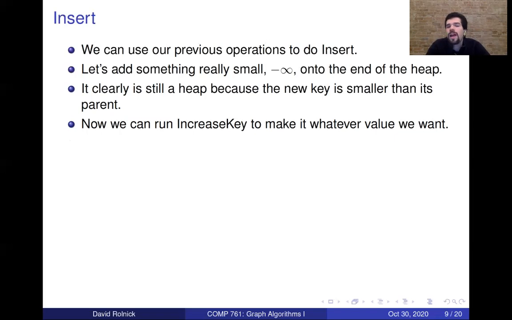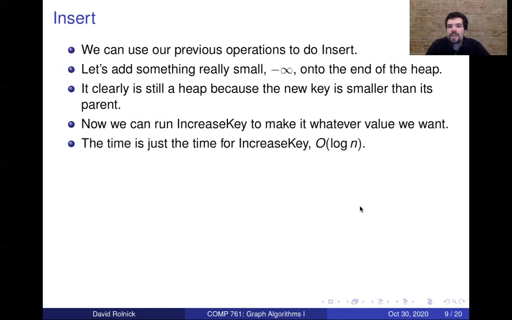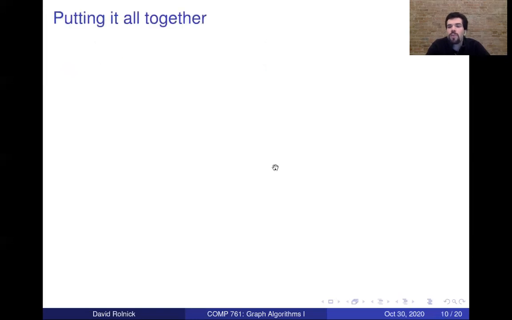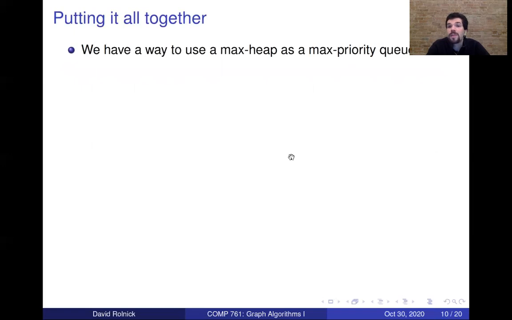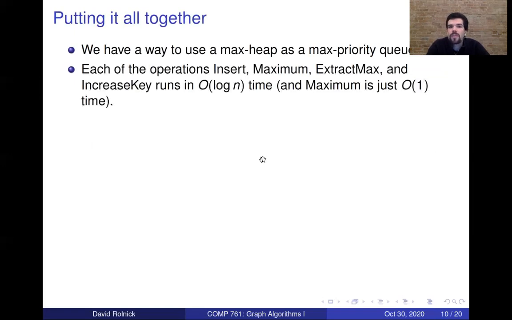So what time does this take? Yep, it's still O of log n. Same time as IncreaseKey, which is the critical thing. Adding something to the end takes almost no time. It's constant time. So the time is just O of log n. And so putting it all together, we have a way to use a max heap as a max priority queue. And each of the operations is going to run in O of log n time. And maximum is actually just O of 1 time.